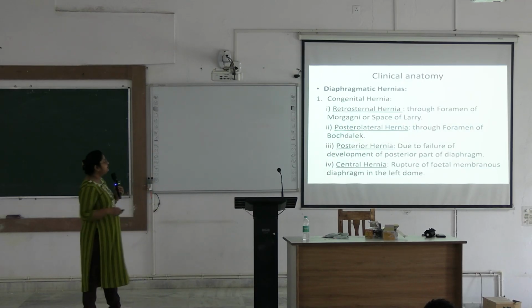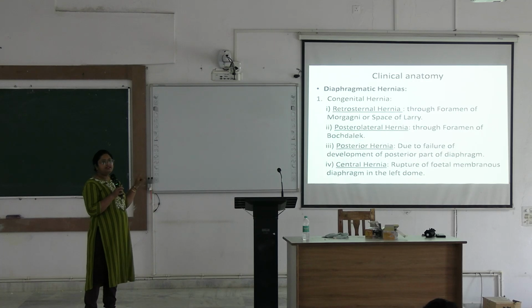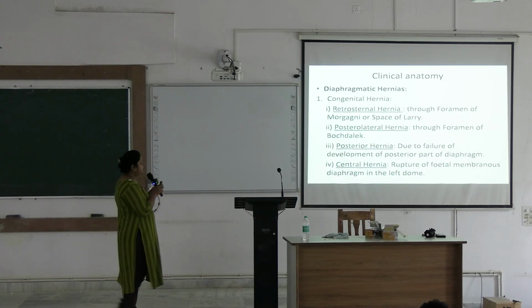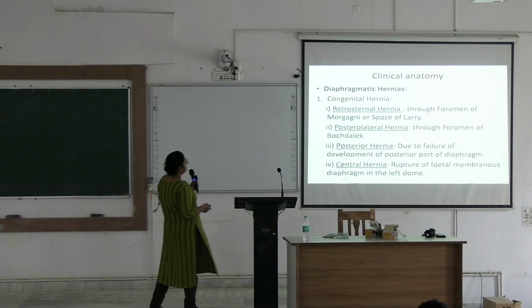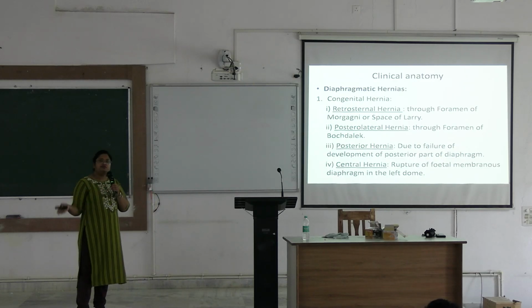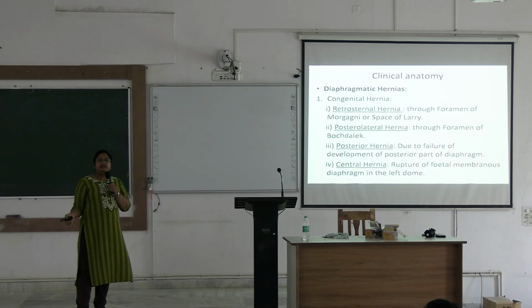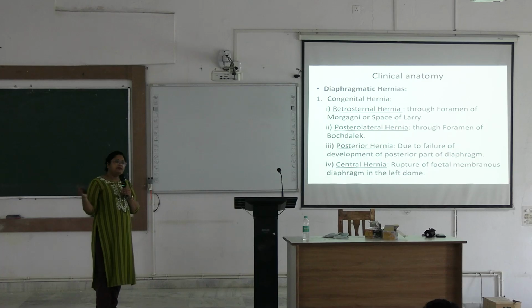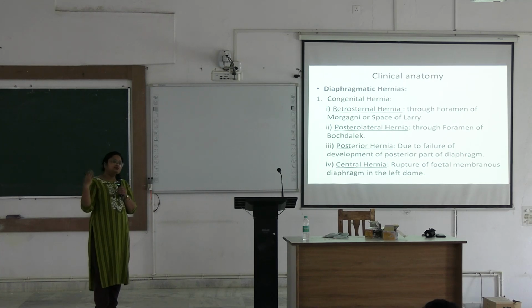Next, we are going to the clinical aspects. Development is important for these clinical aspects. You will get patients with diaphragmatic hernia, generally children. We divide diaphragmatic hernias into two parts: congenital hernias and acquired hernias. Congenital means the development is not proper, so there will be a defect in different parts of the diaphragm, and abdominal contents can enter into the thoracic cavity through this abnormal opening.